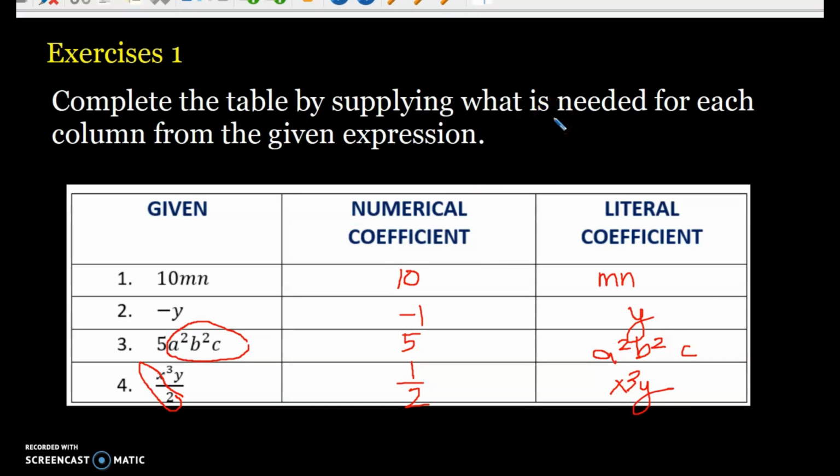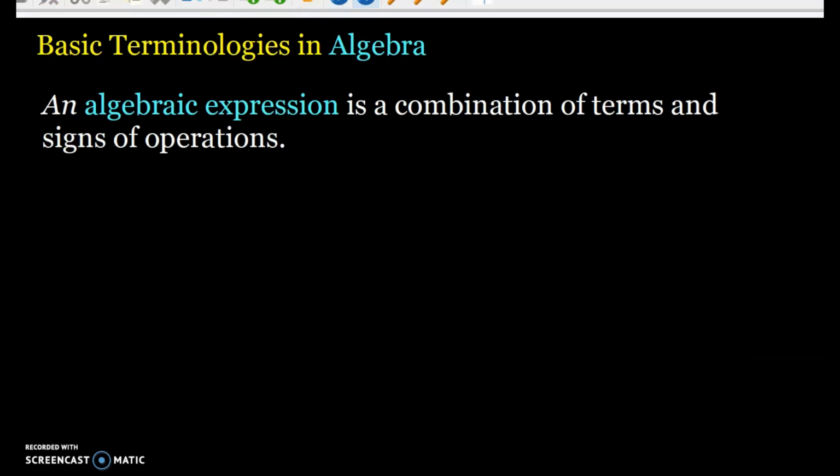So I hope you got a perfect score in these exercises, and if you did, that means you have fully understood the concepts on the previously mentioned terminologies in algebra, like constant, variable, term, numerical coefficient, and literal coefficient. Okay, let's now move on to the next.